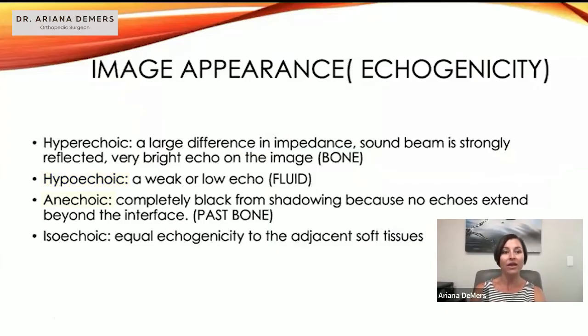And then anechoic, meaning it's completely black, meaning that there's shadowing posterior because no echoes are extending beyond the interface. So when you see this bright white, that's bone, and the black shadow behind it, that's anechoic. And then isoechoic is equal echogenicity to these adjacent soft tissues, just as in the other picture.